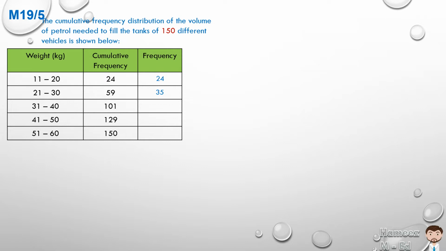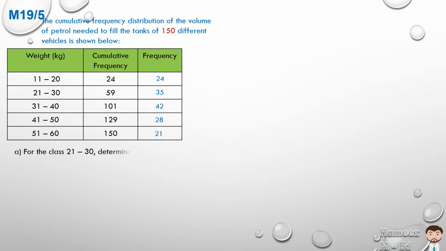For our third interval, 31 to 40, the cumulative frequency is 101, which means for it to move from 59 to 101, it required 42 in this third interval. And for the fourth one, 129, which means 28 is the frequency. And for the last one to reach 150, which corroborates the 150 written above, it means we needed 21 more in this fifth interval.